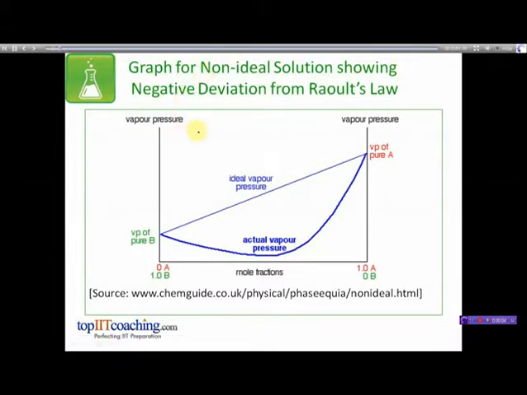Now this is the graph for a non-ideal solution showing negative deviation from Raoult's law. By negative deviation we mean that the vapor pressure which is observed is lower than that predicted by Raoult's law. Now at times this graph can be like this, in which the lowest vapor pressure is still observed to be that of one of the pure solvents, and at times the vapor pressure of the mixture can be lower than the vapor pressure of any of the pure solvents.